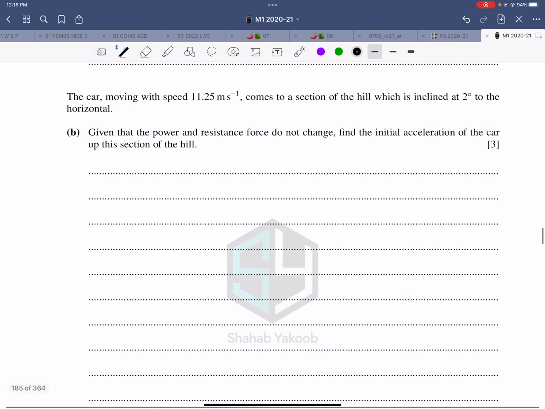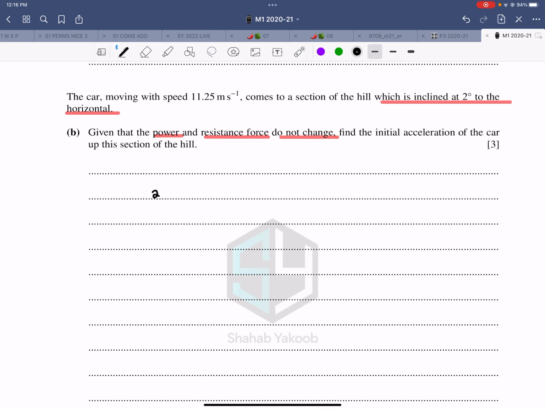Then it says the car moving with a speed of 11.25 comes to a section of the hill. So now it's a section of a hill which is inclined at 2 degrees to the horizontal. So even more inclined. Given that the power and the resistive force do not change, find the initial acceleration of the car. So this time no need to draw the diagram.